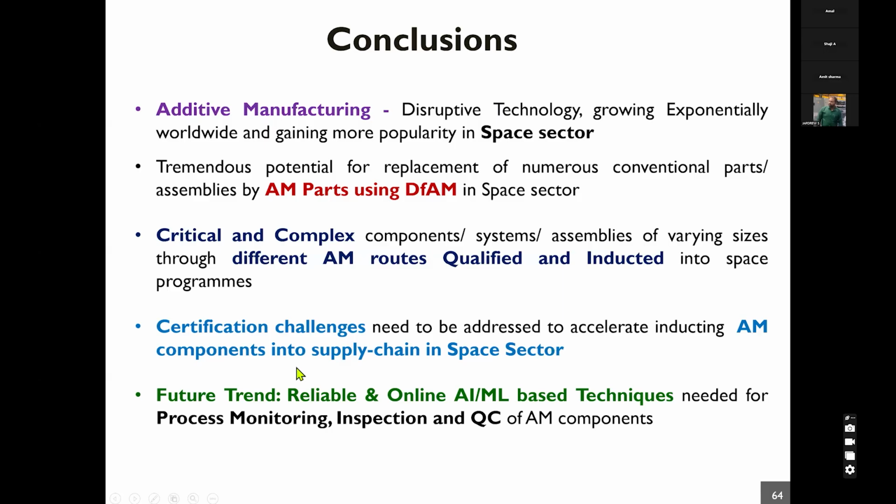And coming to future trends, we have seen reliable and online AI and ML based techniques for process monitoring, inspection, and quality control of AM components is going to be one important trend in future.